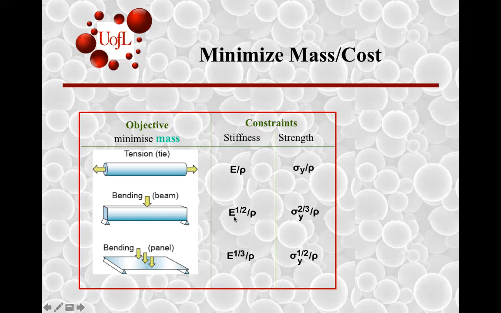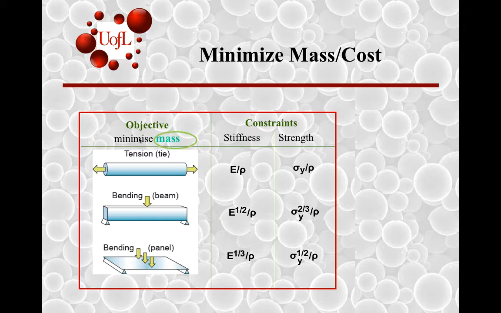For bending, the first term for a stiffness limited design becomes E to the power half divided by rho. And again, for the stiffness limited design for a panel in bending, you take the cube root of E. That is, the material becomes less important for a panel in bending compared to tension. The gains are going to be a lot lesser.